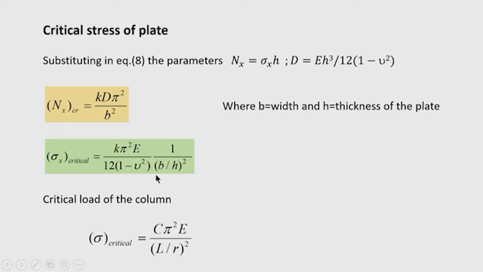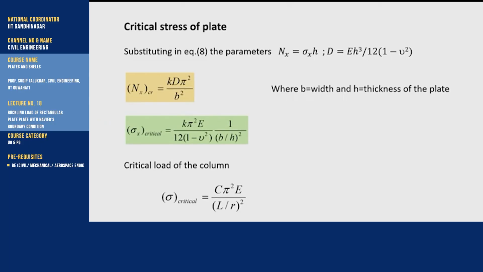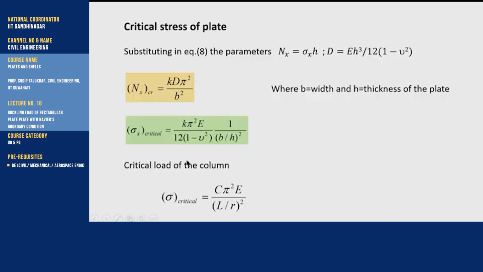So, the critical stress here you can see depends on the ratio of the width to thickness of the plate. In a thin rectangular plate, it is inversely proportional to the square of the b by h ratio. If we compare the critical load of the column with the critical load of the plate, we can see that the critical stress of the column is a coefficient C pi square E divided by (L by R) square.